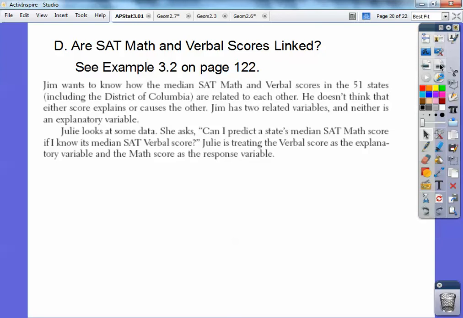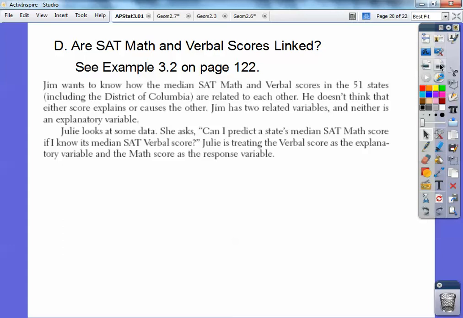Jim wants to know the median SAT math and verbal scores in the 51 states, including District of Columbia, and how they are related to each other. He doesn't think that either score explains or causes the other. Jim has two related variables, and neither is an explanatory variable, and neither is a response variable either.